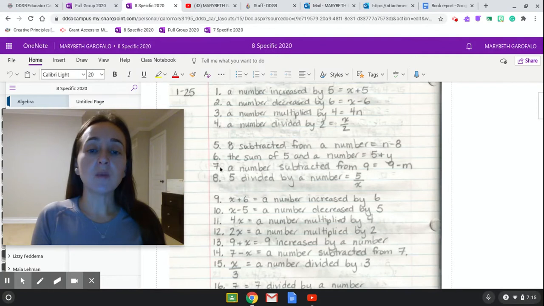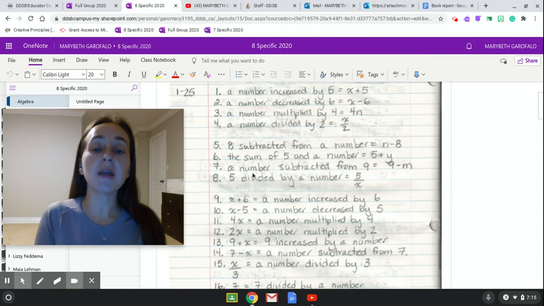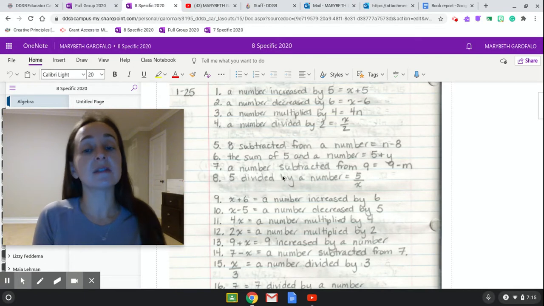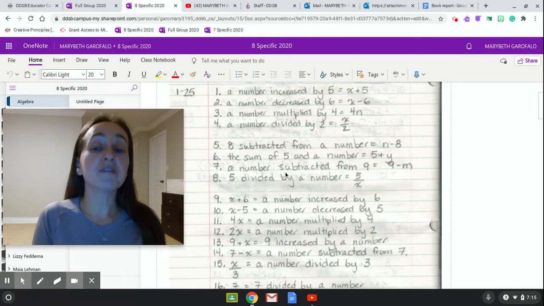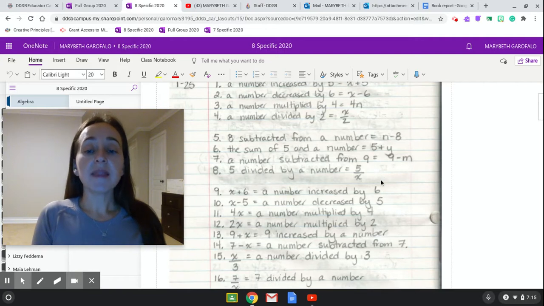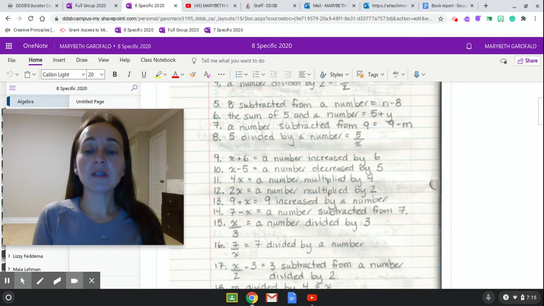Look at number 7 here. When it says a number subtracted from 9, the word "from" is very tricky. That word flips the order of the sentence. Normally you would read a number subtracted and you would go x, subtract. But because we have the word "from," we start with 9 and then we subtract that number from 9. So the answer would be 9 subtract m. Okay? And that comes up a few times.